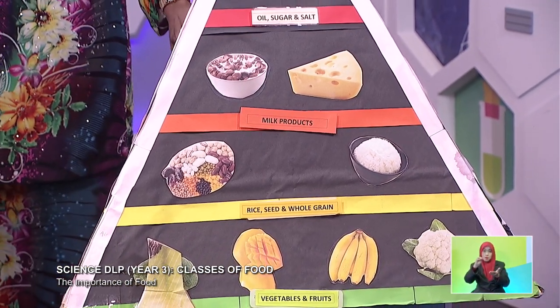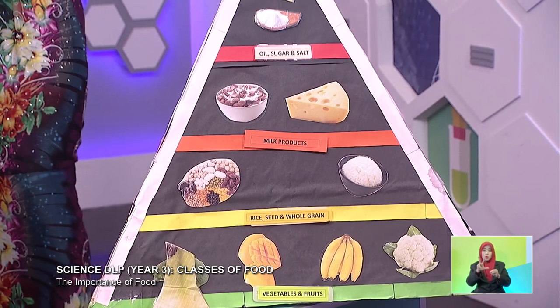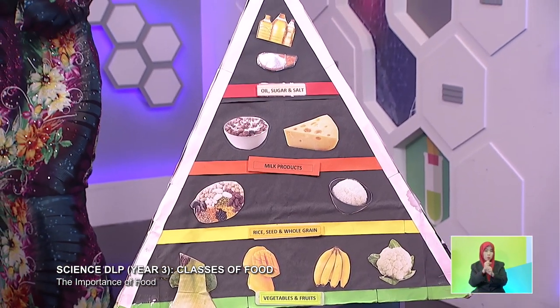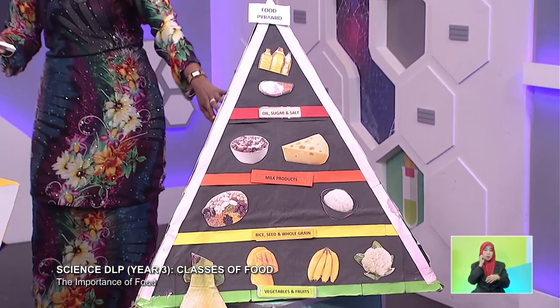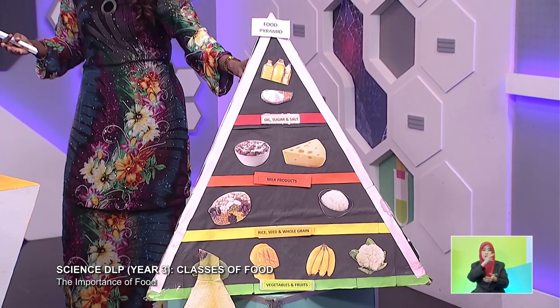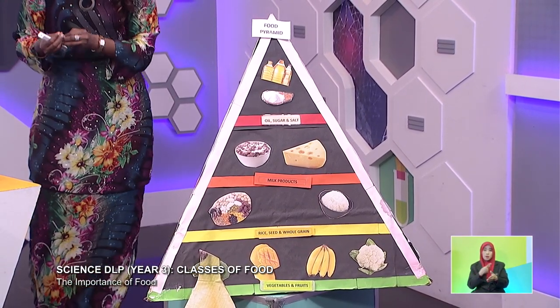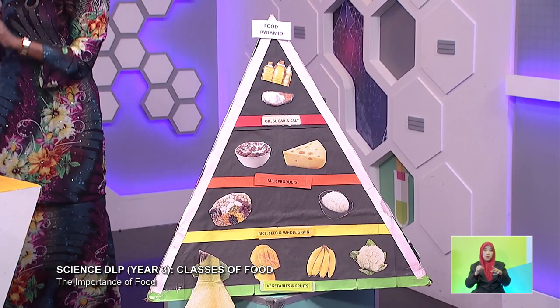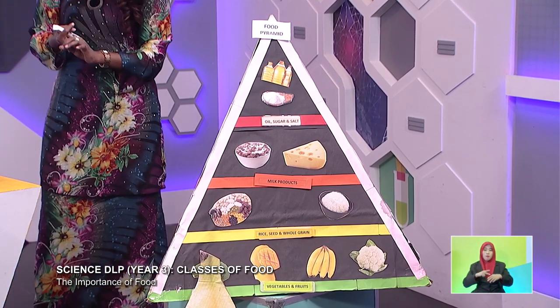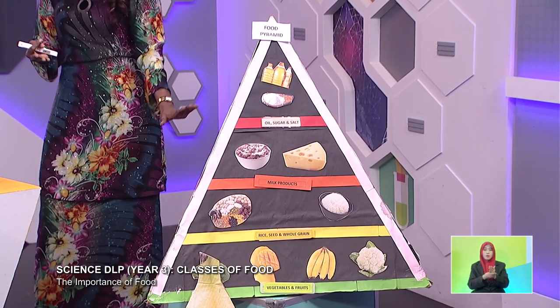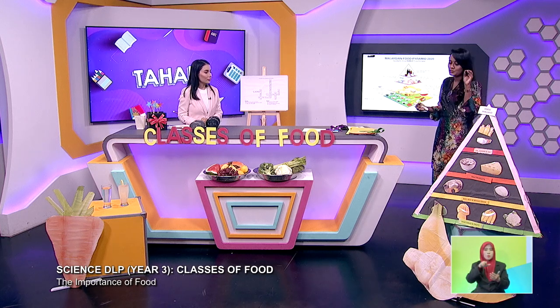And the third one is about milk, dairy, cereal, all that. And the last one, you must take the least amount: sugar, fat, salt. Right. So these are the food pyramid that we must know. Then we must follow this.